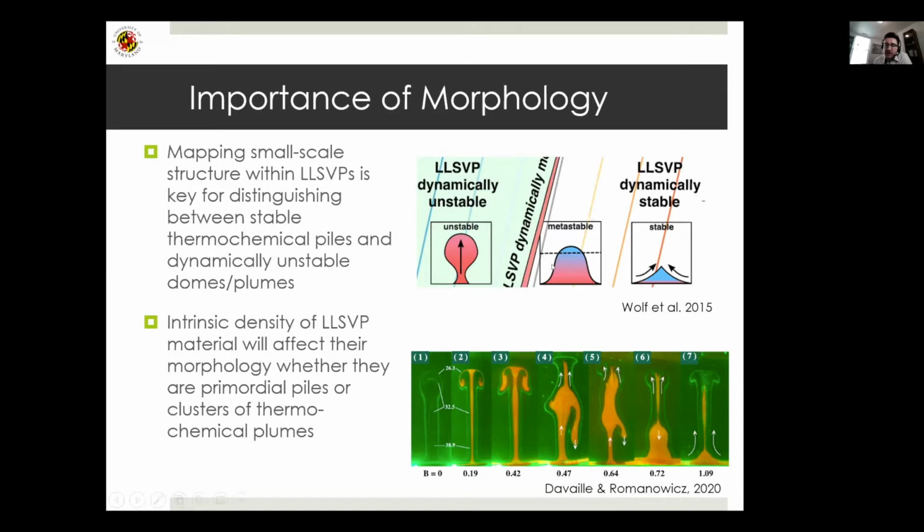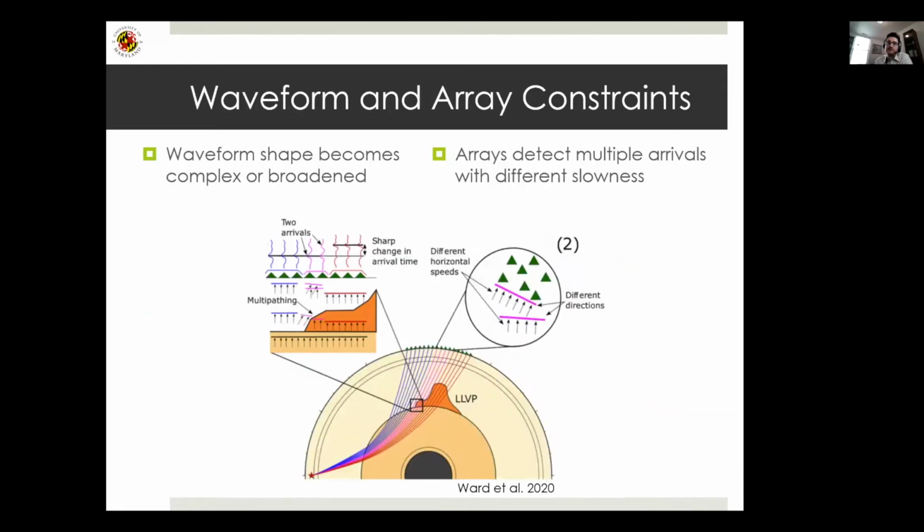And here, from that paper, we see a series of images that show how plume morphology changes as the inherent density of the plume material increases. So you can see that you start forming these conical shapes for very dense compositional components. And so what can seismology do here?